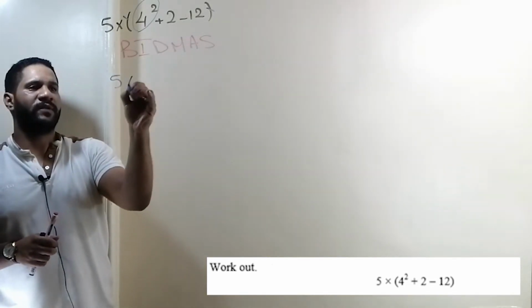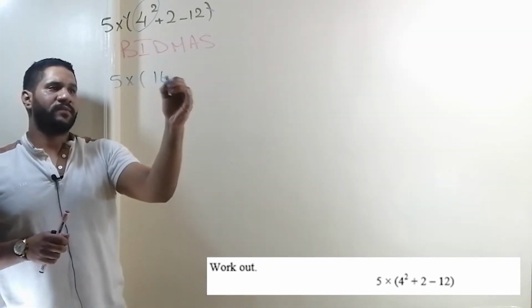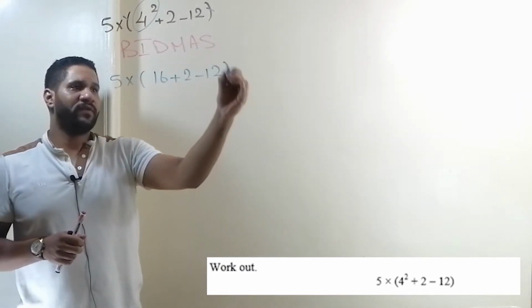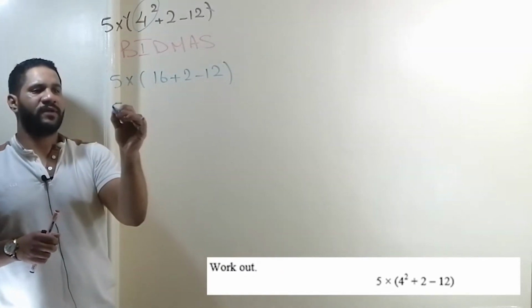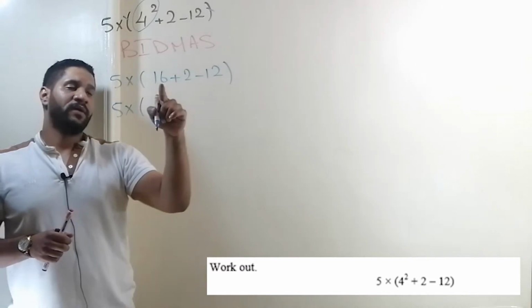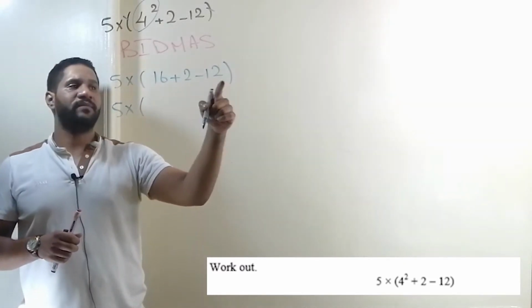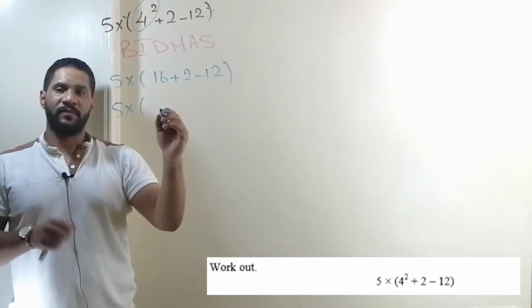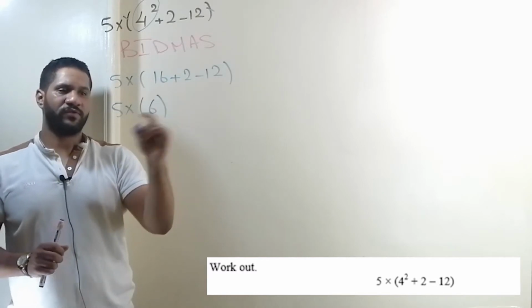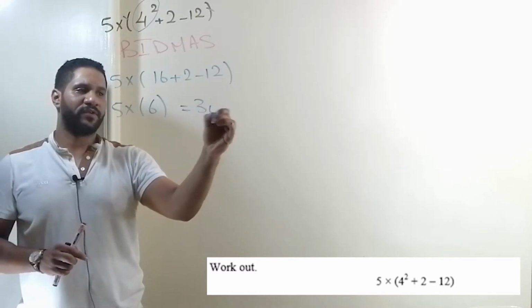So it's 5 multiplied by (16 plus 2 minus 12). I'll start simplifying the bracket, so 16 plus 2 is 18, minus 12, 18 minus 12 is 6, so 5 times 6, the answer is 30.